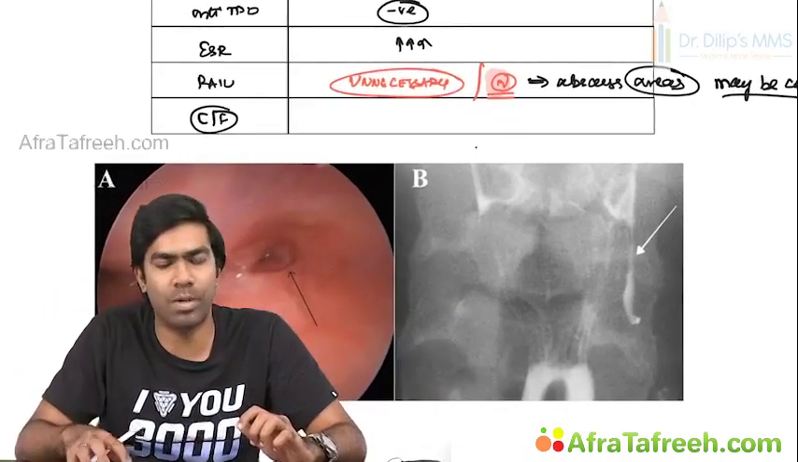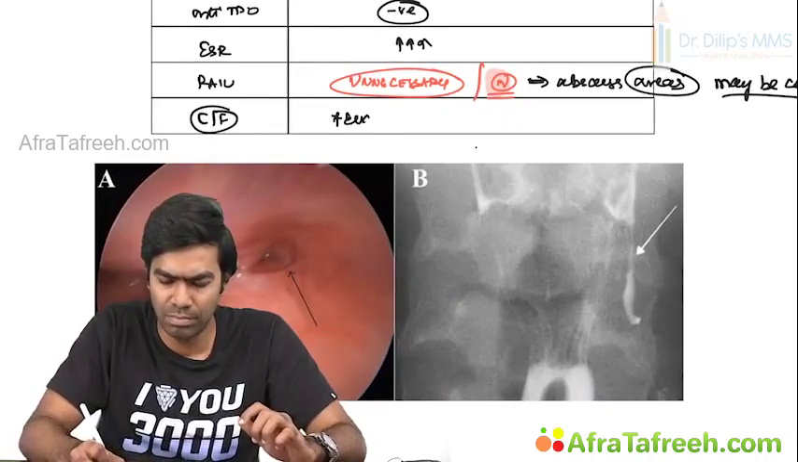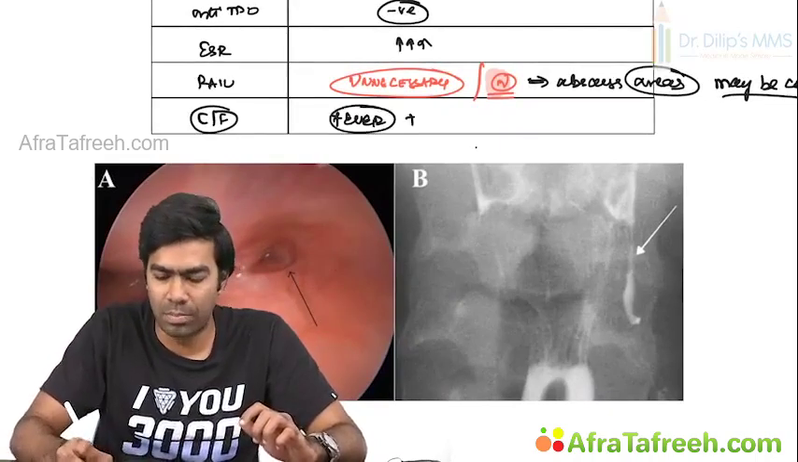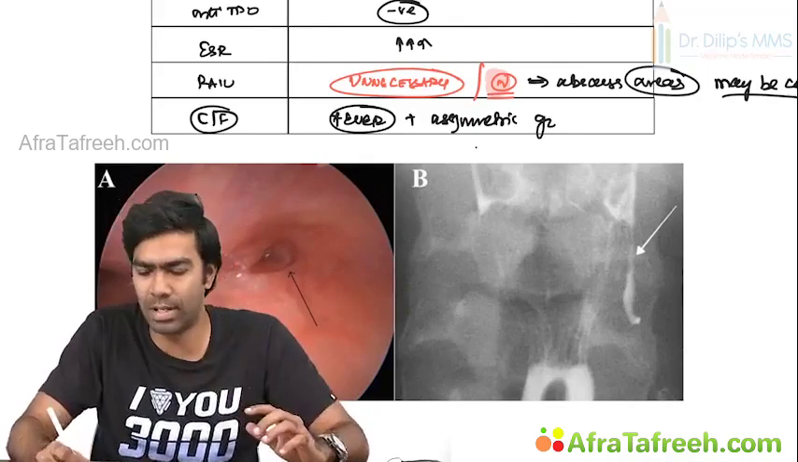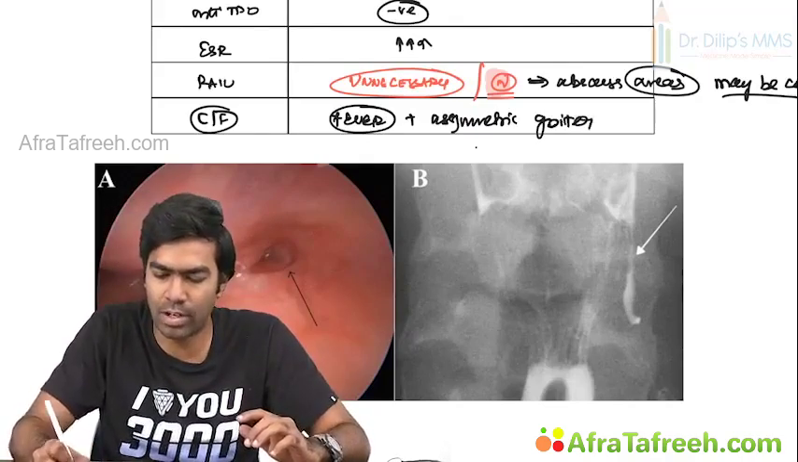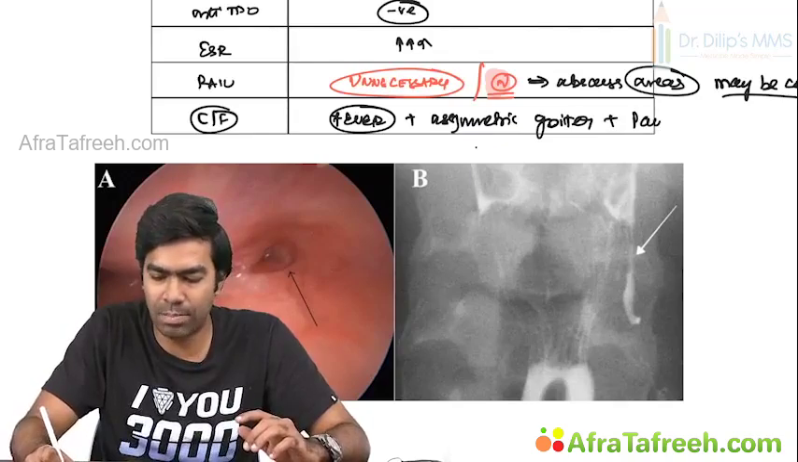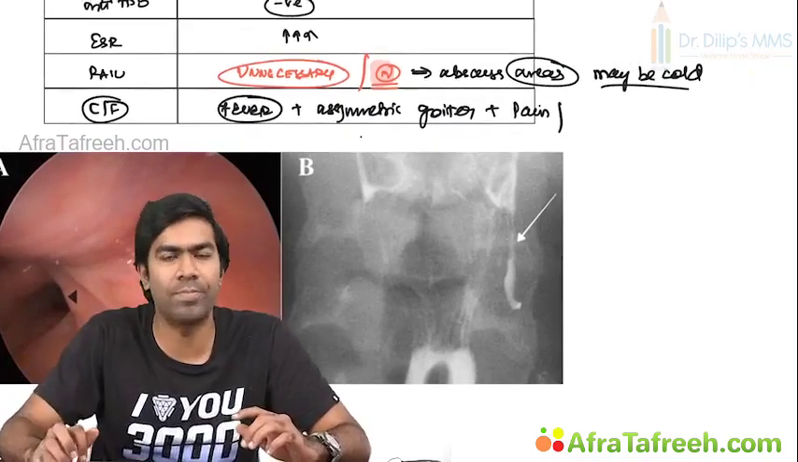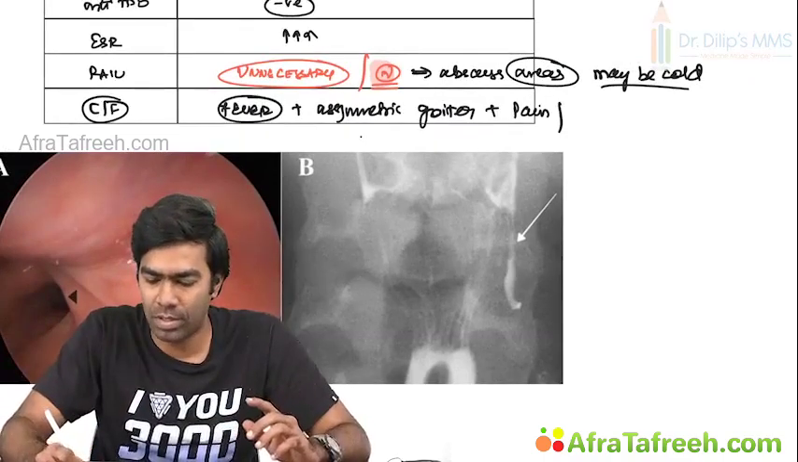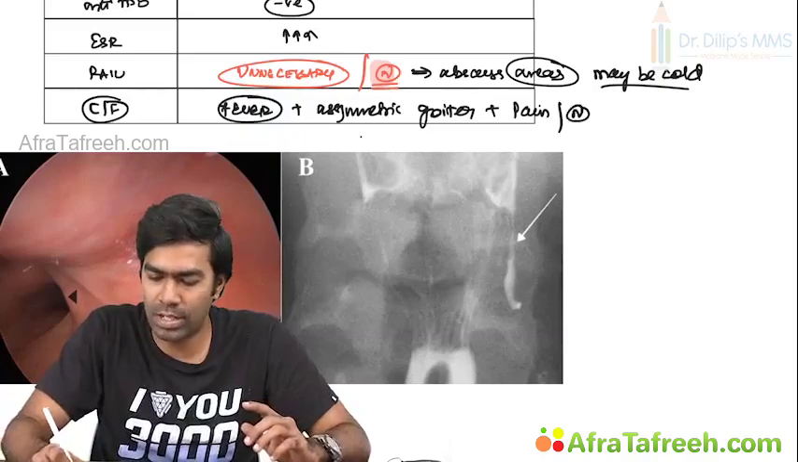Clinically, what is most important? The patient will have fever plus asymmetric goiter, because an abscess will produce asymmetry. They will have an asymmetric goiter only, plus extreme pain to touch because it's under high pressure in the thyroid gland. At the same time, the patient will have normal TFT.